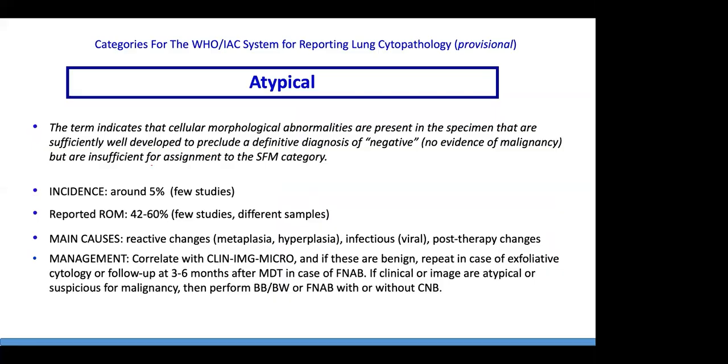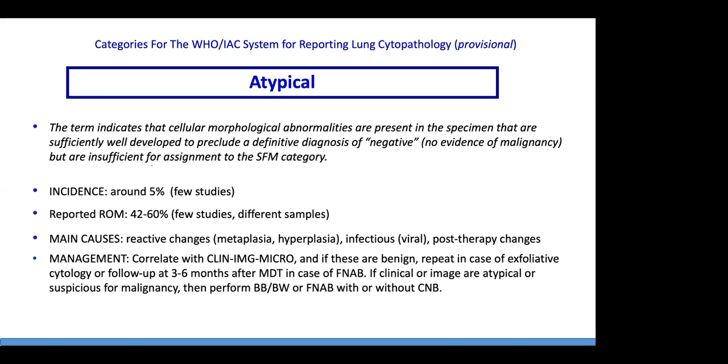Let's move to the atypical. What does atypical mean? Atypical indicates that cell morphological abnormalities are present in the specimen that are sufficiently well developed to preclude a definitive diagnosis of negative, but at the same time are insufficient to call suspicious. The incidence should be low, around 5%, and the risk of malignancy is between 40 to 60%. The main causes for atypical are reactive changes like metaplasia, hyperplasia, or infectious, or post-therapy changes.